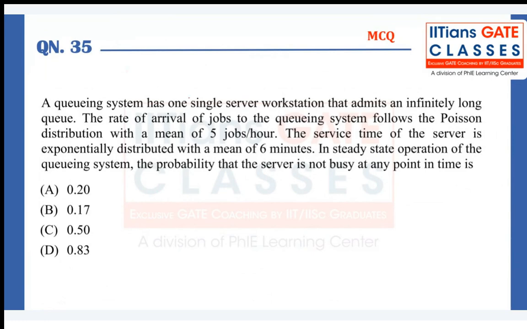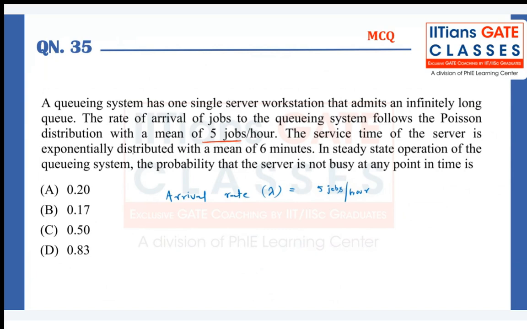Read the question carefully. A queuing system has one single server workstation that admits an infinitely long queue. The rate of arrival of jobs in the queuing system follows the Poisson distribution with a mean of 5 jobs per hour. Arrival is 5 jobs per hour, right? Immediately you write that arrival rate. Generally we prefer lambda; we have chosen it according to our job. 5 jobs per hour are coming into the system.